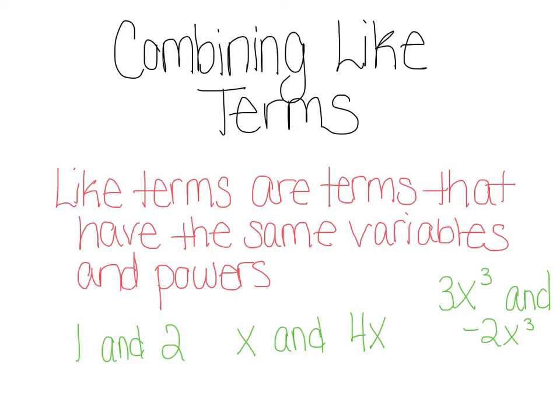Another example would be 2xy and 5xy. So they could have different variables as well, but they need to be exactly the same, of x to the first power, y to the first power. You can't have 2xy and 2x be like terms because they don't have the same exact variables. So what we're going to learn is how to combine like terms in order to simplify our expressions or our equations in order to help us solve.